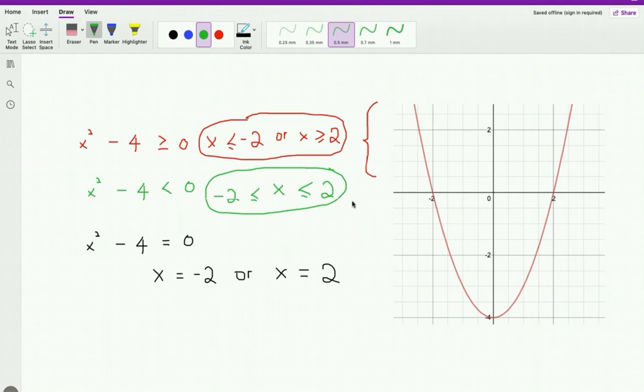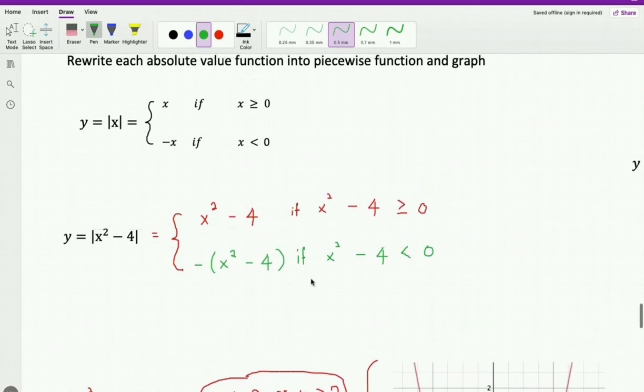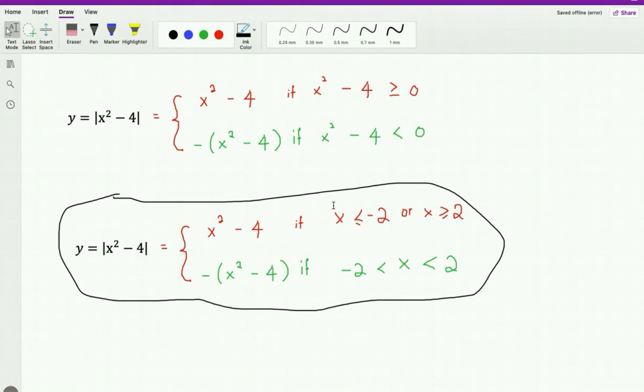We have already figured out the solution for these two inequalities, and now I'm going to replace them into the previous example here. I'm going to replace these two into these two here. Once you have figured out the intervals, you are done with the piecewise function. Next, I'm going to graph y equals the absolute value of x squared minus 4 using this piecewise function. So let's do this together.